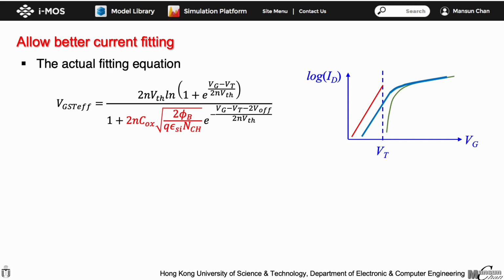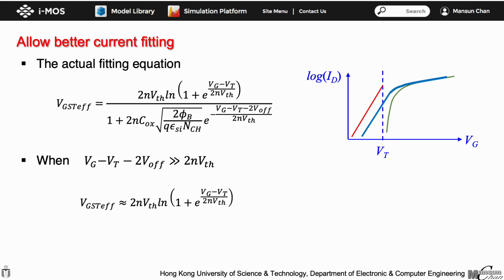Now, let's look at the behavior of the new VGST effective. When Vg minus Vt minus 2V off becomes much larger than 2mV thermal, the index of the exponential term in the denominator becomes very negative, and the exponential term will become very small and can be ignored. So, VGST effective just picks up the value of the numerator, which is the same as what is given before. Depending on the value of V off, which is assumed to be relatively small, the conditions also imply the exponential term in the expression to be much larger than 1. VGST effective will again be approximated to Vg minus Vt.